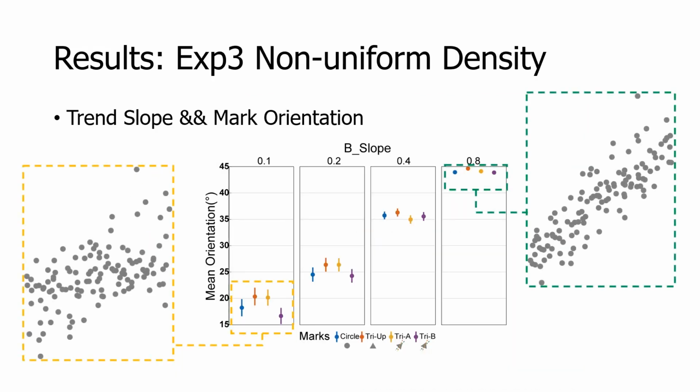This is the result of the interaction between trend slopes and mark orientations in experiment 3. We can see that the difference of the estimated mean orientations between the marks rapidly decreases as the slope increases.